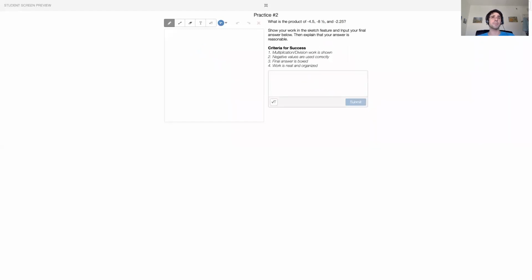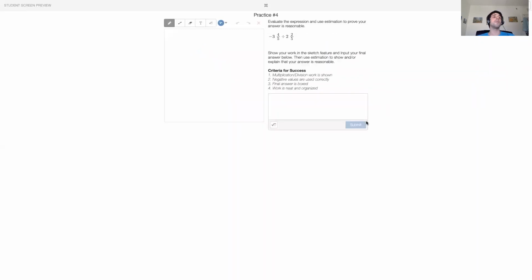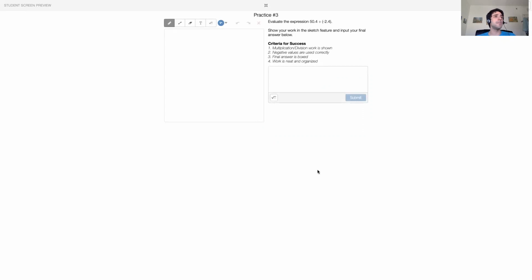And our final practice problem is evaluating, sorry, we have 4 practice problems, my mistake. Our third practice problem is dividing 50.4 by negative 2.4. This time we are dividing 2 rational numbers. Once again, those multiplication and division rules are still going to apply, but we're going to be dividing this time. So let's make sure we're doing that correctly, checking the work with the calculator.